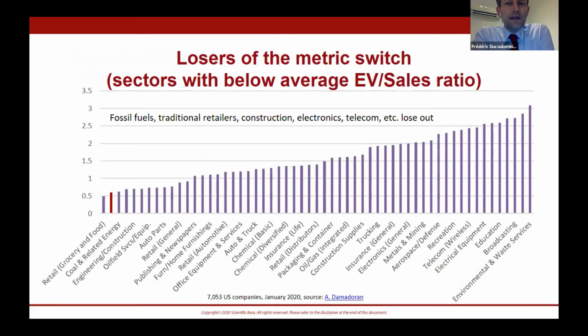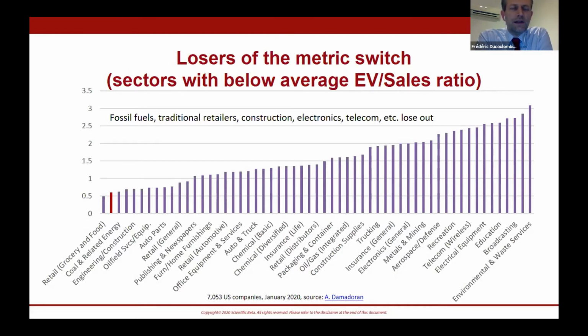This is the list of sectors that suffer when you shift the denominator from revenues to enterprise value. So these are the sectors that poorly capitalize sales, if you want. Obviously, to the extreme left there, we see coal and related energy. This is close to the worst affected sector. That is true, but you also see that traditional retailers, construction industry, electronics, telecom also lose out.